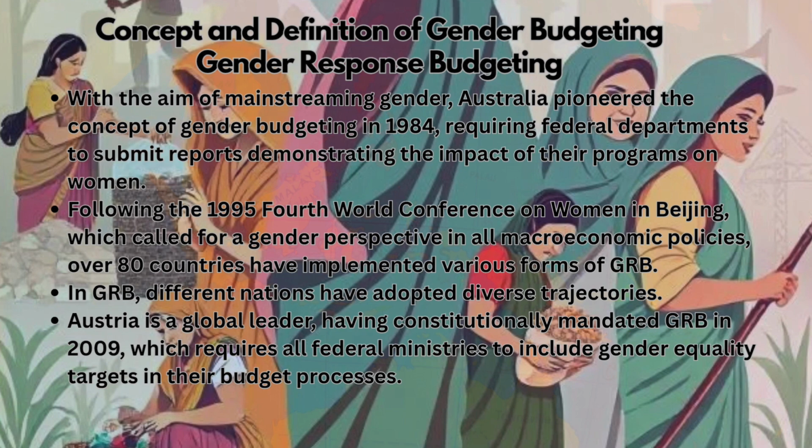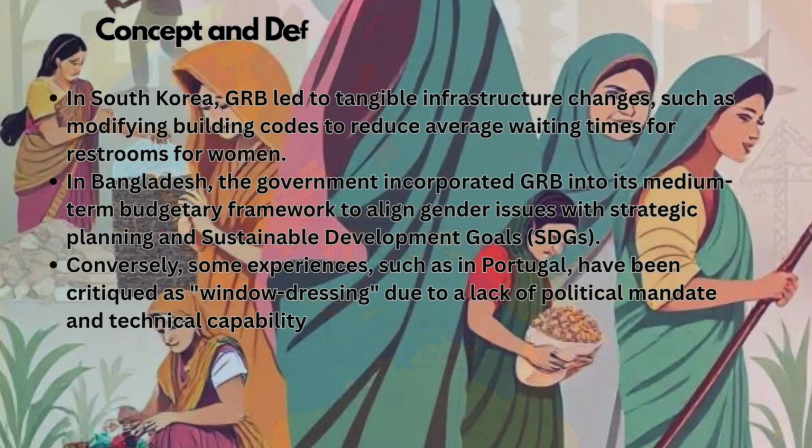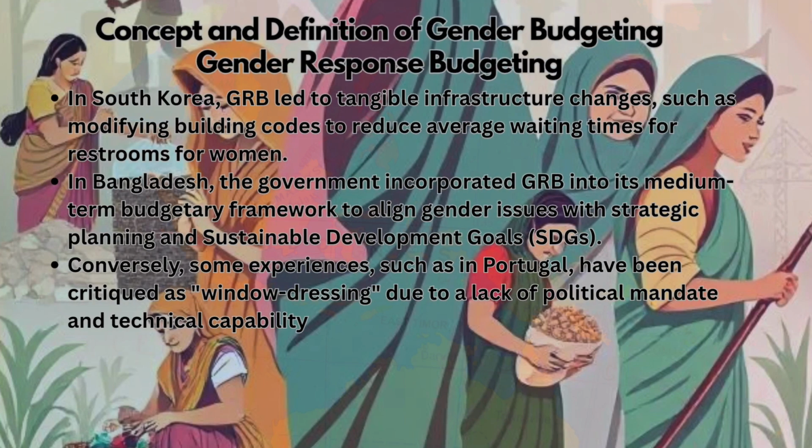Now, in gender response budgeting, different nations have adopted diverse trajectories. For example, Austria is a global leader, having constitutionally mandated GRB in 2009, which requires all federal ministries to include gender equality targets in their budget processes. Similarly, in South Korea, GRB led to tangible infrastructure changes such as modifying building codes to reduce average waiting times for restrooms for women. Now, in Bangladesh, the government incorporated GRB into its medium-term budgetary framework to align gender issues with strategic planning and sustainable development goals, as this is basically SDG 5.